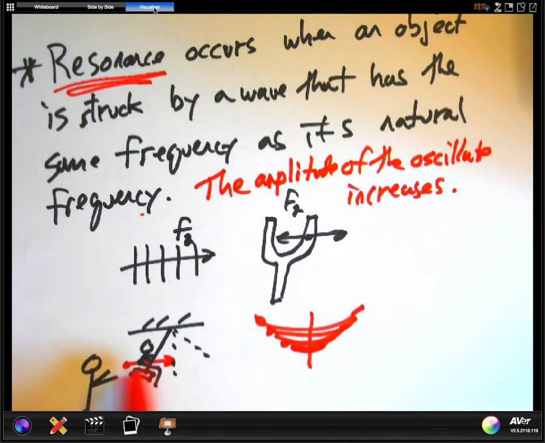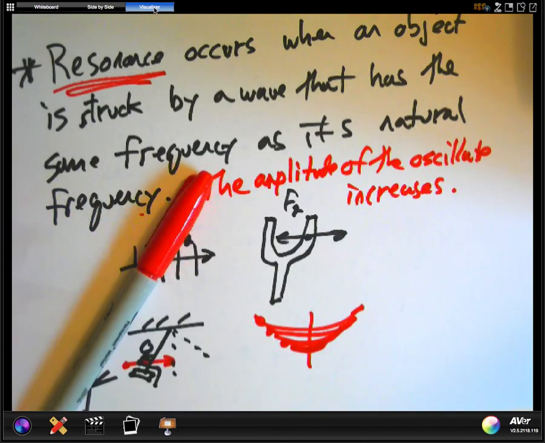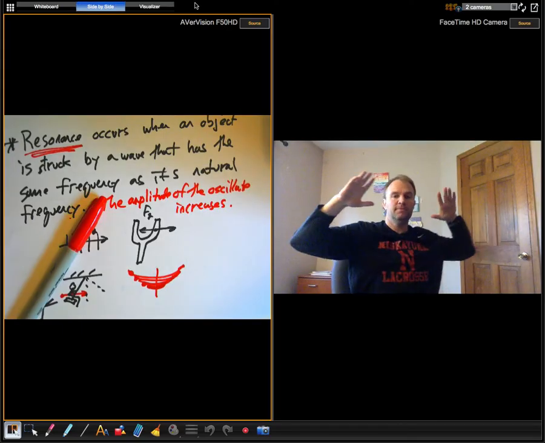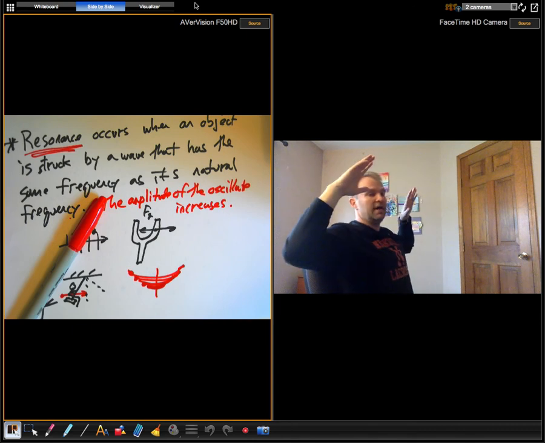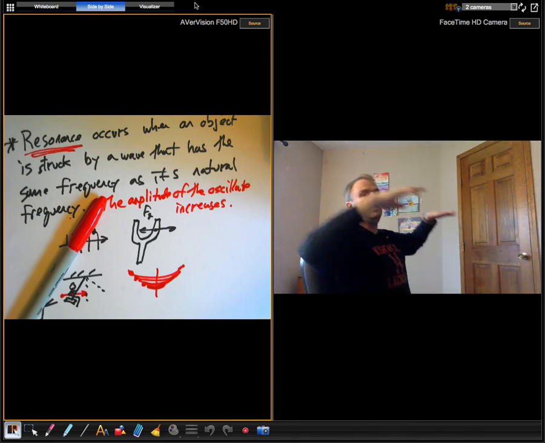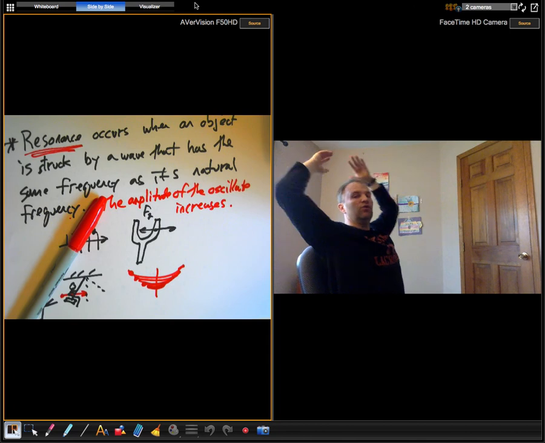So when this person swings, I push them at the right time. And if you think about it, if you've ever pushed someone on a swing, you get kind of into a rhythm. They come, you give them a little push. And you wait, and you give them a push. You wait, you give them a push. And you keep doing that over and over.